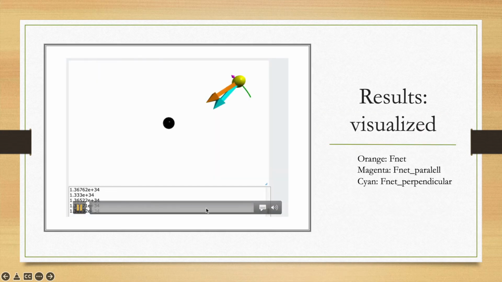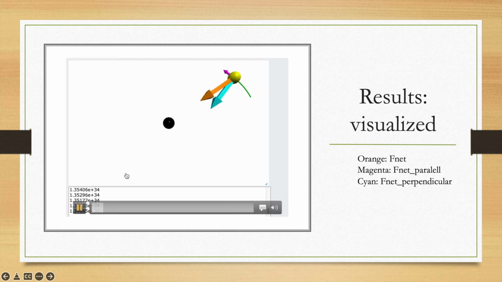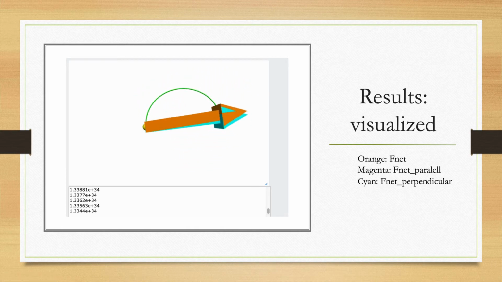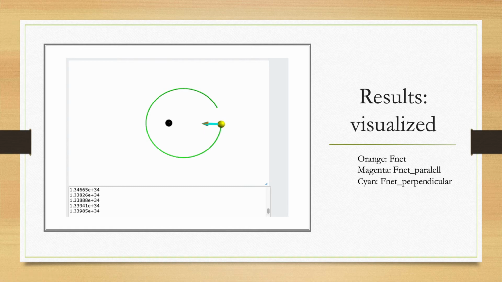As you can see in this illustration, we can see that the arrows, which represent the F net parallel and the F net perpendicular, get way bigger as the planet gets close to the black hole. That's just because the distance is smaller, so the force is bigger.